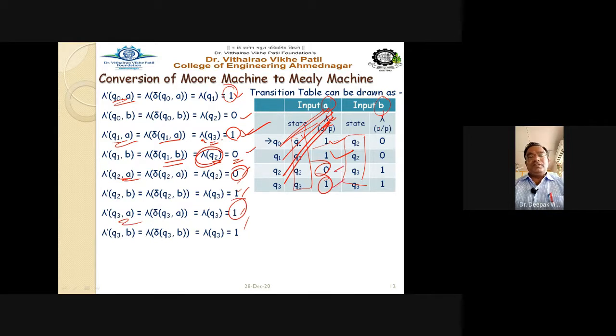So this is the same way. Once you have written the transition table correctly, once you find out these values correctly, then your transition table will become correct. And once your transition table is correct, then definitely the transition diagram of the resultant Mealy machine will be the correct one. There will be no mistake or error in drawing the Mealy machine, right?